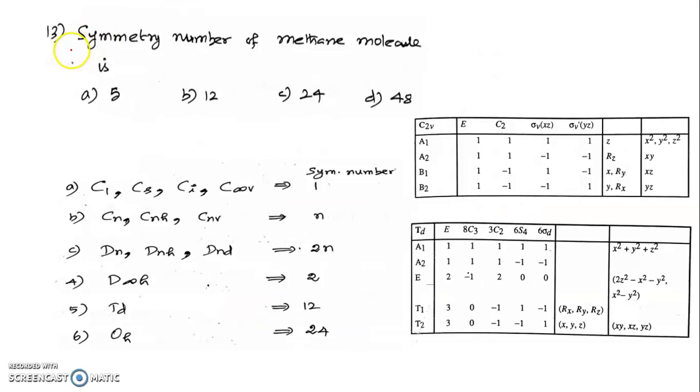Question number 13. Symmetry number of methane molecule. Listen, every molecule has a symmetry number. What is meant by symmetry number? Listen, symmetry number is nothing but the number of equivalent configurations that are obtained by rotation operations. I repeat, listen, how many rotation operations can give an equivalent configuration in a molecule. Very simple.